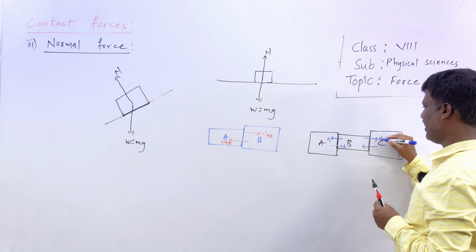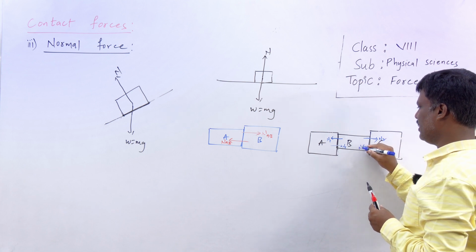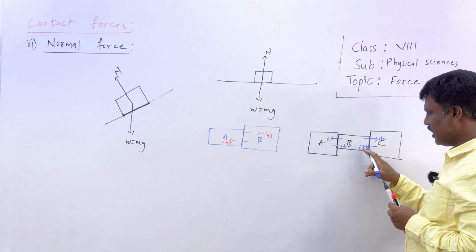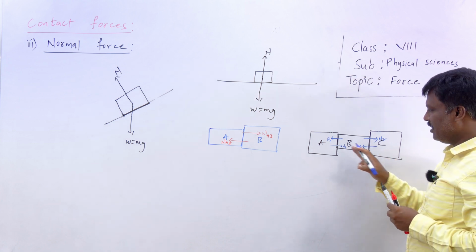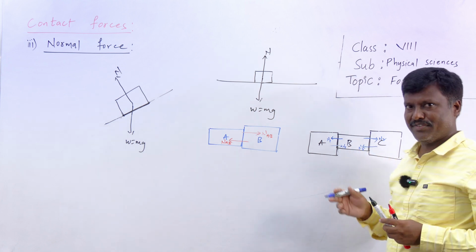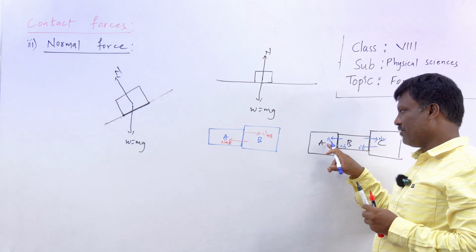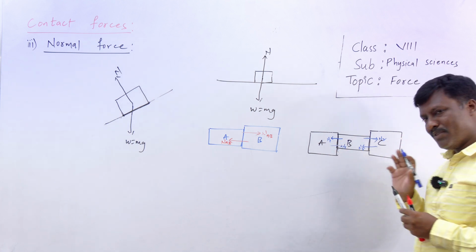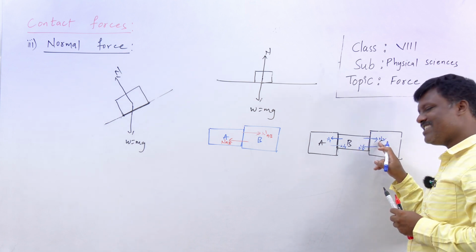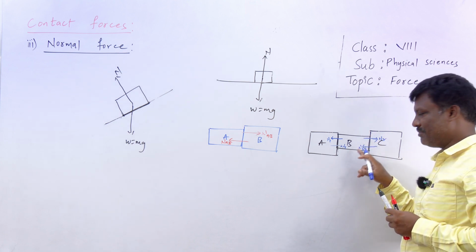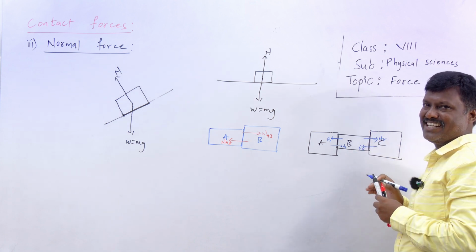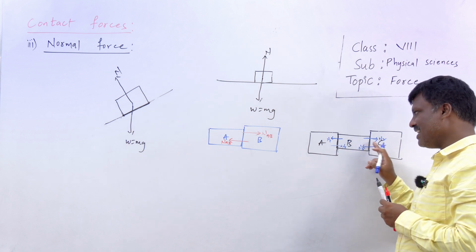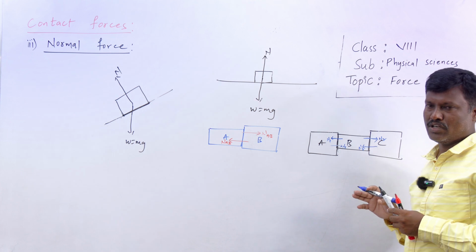So this is N2 and this is also N2, and here the normal force between A and B is N1. Here the normal force between B and C is N2. These two normal forces are not the same, they are different. But the normal force exerted by A on B and by B on A is the same. The normal force exerted by B on C and C on B is the same, because they are mutually in direct contact. But the normal force between A and B and the normal force between B and C are completely different.